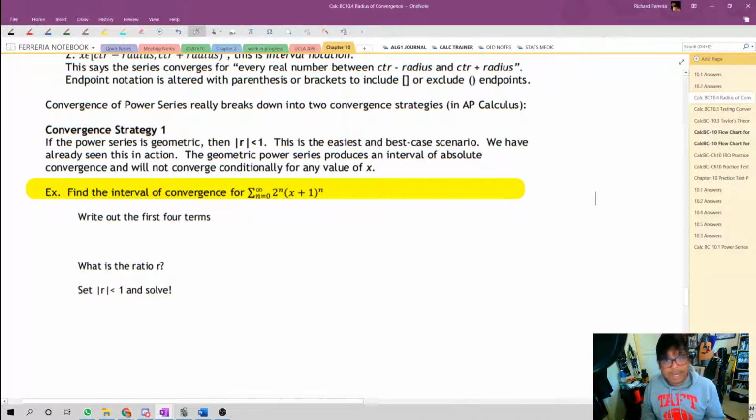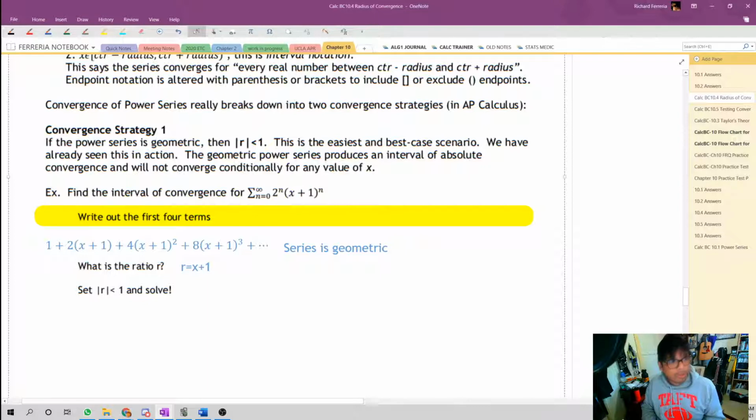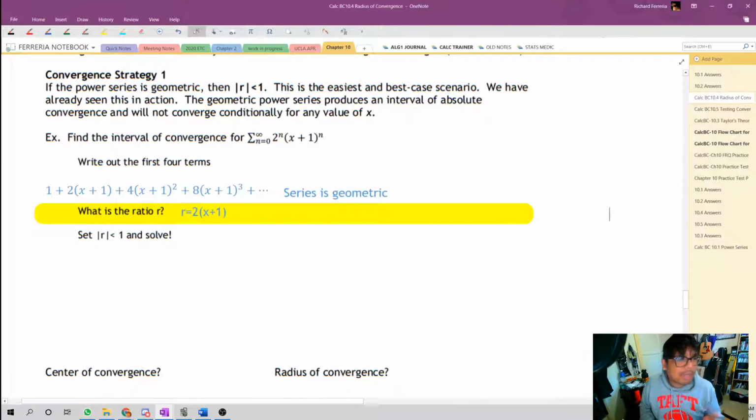We've got the series of 2^n (x + 1)^n. The first thing I ask you to do is to write out those first 4 terms, just to see if this is actually a geometric series. To get from one term to the next, it seems as though we need to multiply by 2, and we also multiply by x + 1. Since we're only using multiplication, we say that the series is geometric. And the next step is to solve |r| < 1. I just noticed that my ratio is actually incorrect. It is r = 2(x + 1).